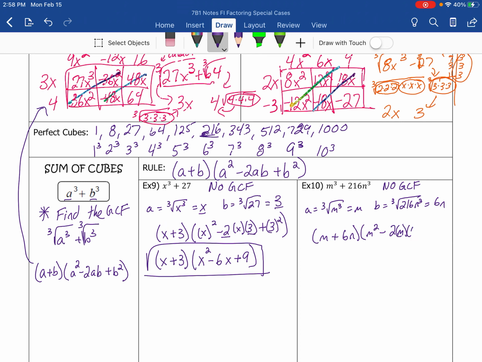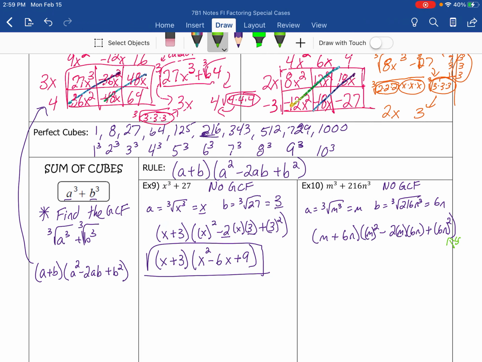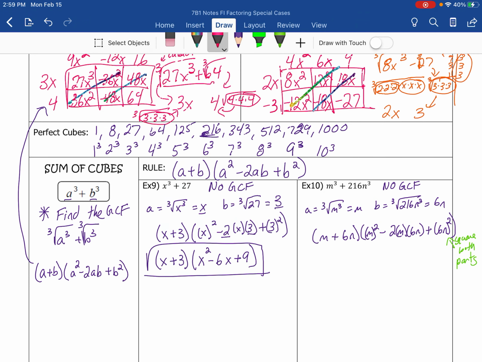Now always put parentheses around this because I'm going to remind you. So this is going to be m squared minus 2 times m times 6n plus 6n squared. Now this is the part that you need to remember, because this is the part that students mess up the most with this: square both parts. Because it's the whole thing squared. So that's where you have to be careful. And I'll show you exactly what I mean.